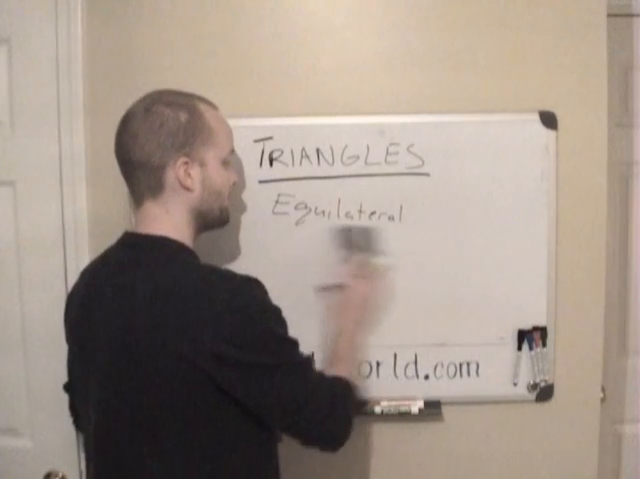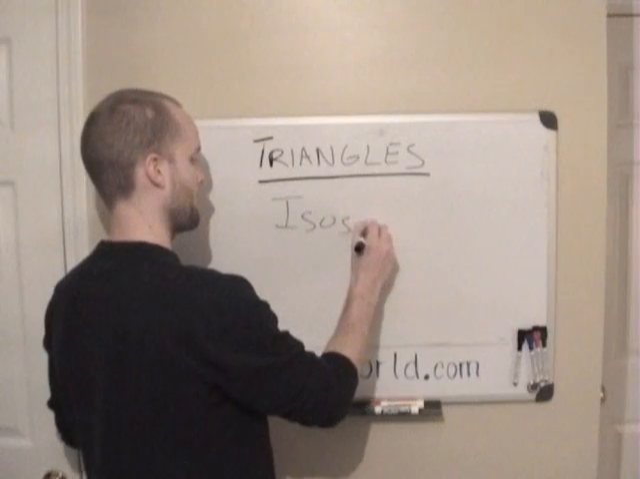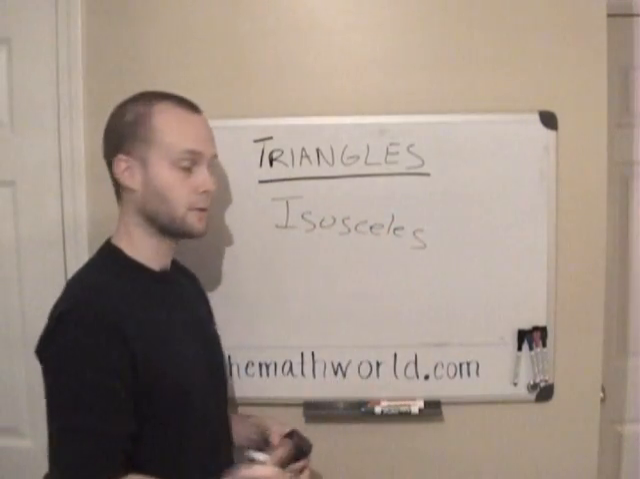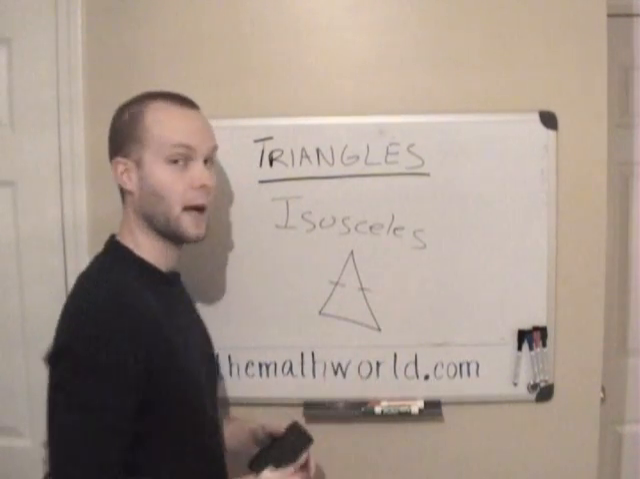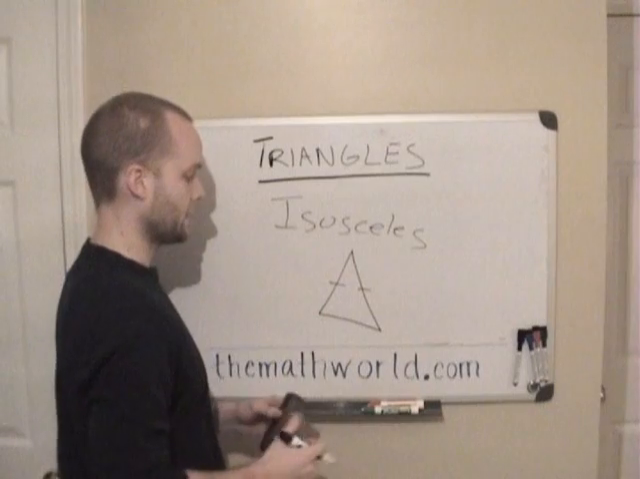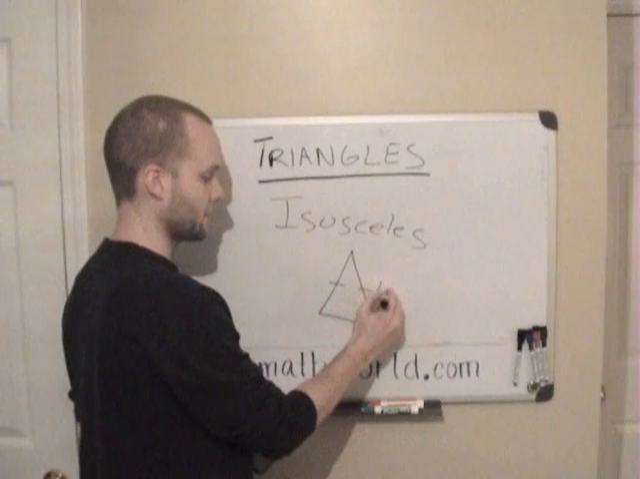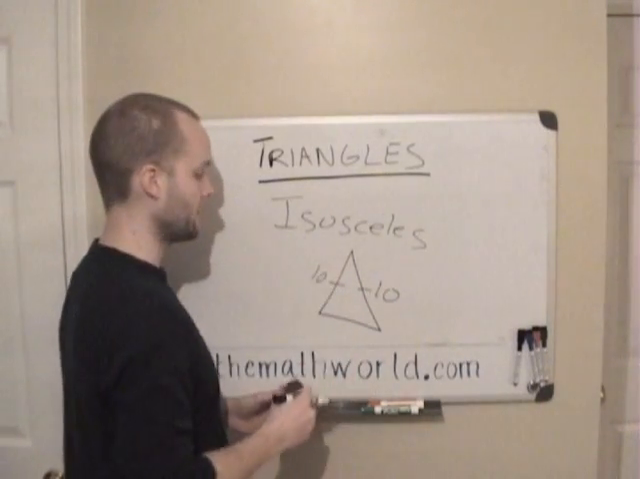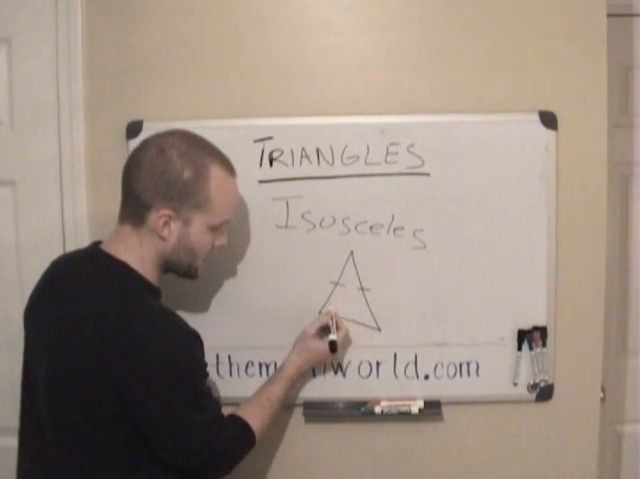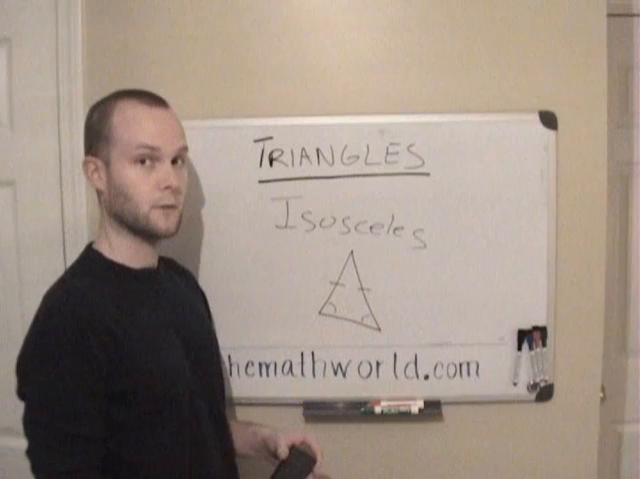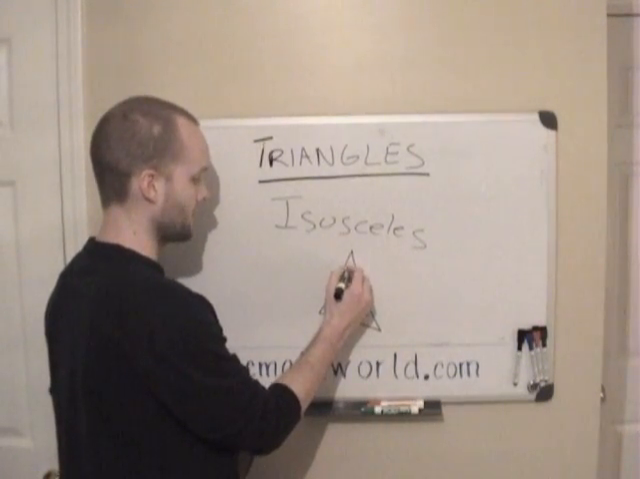The next one we're going to look at is an isosceles triangle. An isosceles triangle is one that has 2 identical sides, but not a third. So in this case, these 2 lines are the same in length. So if this length was 10, this length would be 10. And what this also means is, since these 2 lines are the same, that these 2 angles are also the same.